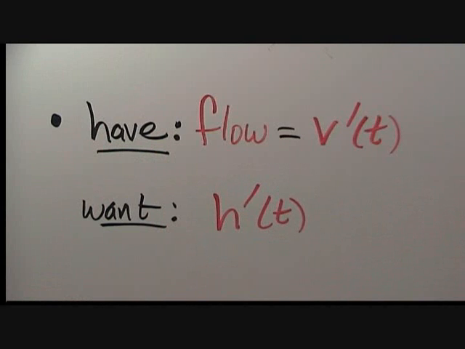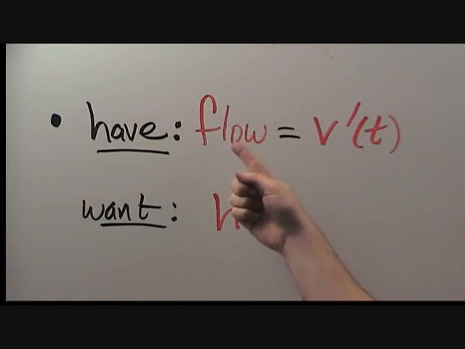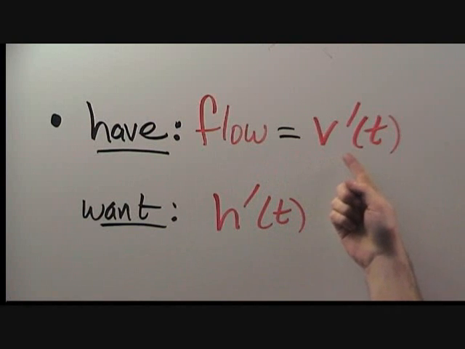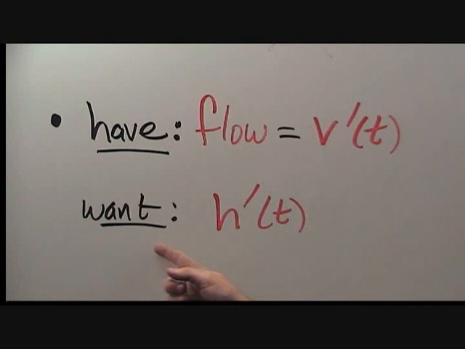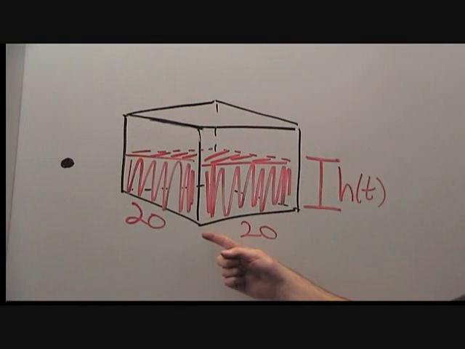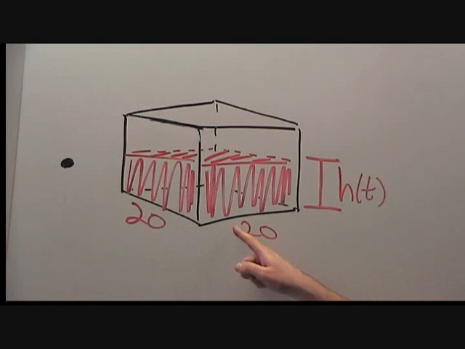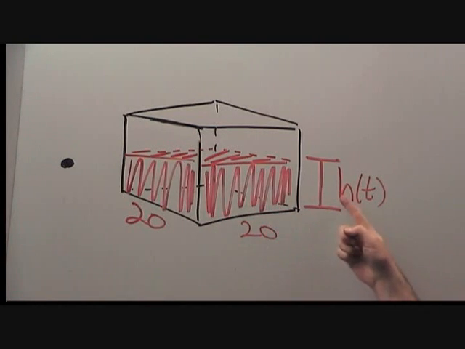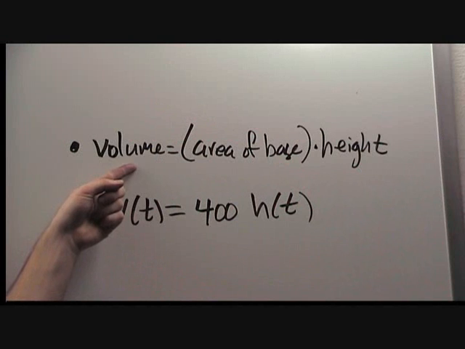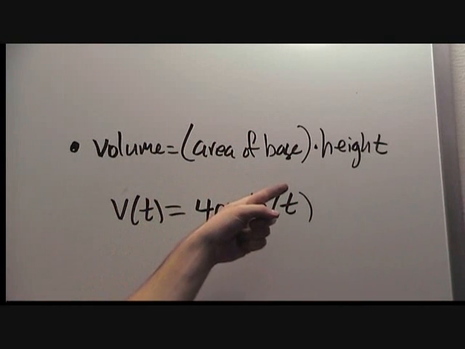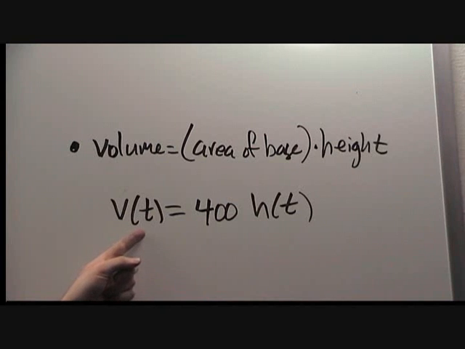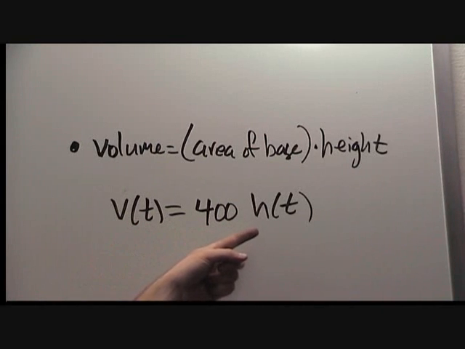In the statement of the problem, we have the flow of water, which is V prime of t. We want the rate of change of the height, which is h prime of t. Our water tank is a rectangular prism. It has a square base of 20 by 20, and the height of water in the tank is given by h of t. The volume of water is given by the area of the base times the height. Therefore, V of t is equal to 400 times h of t.